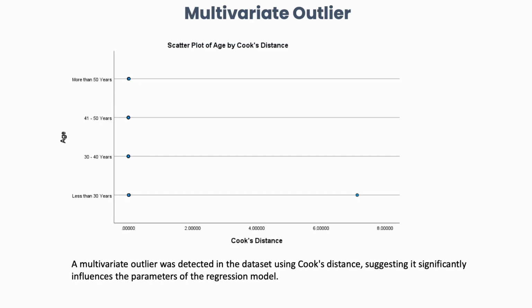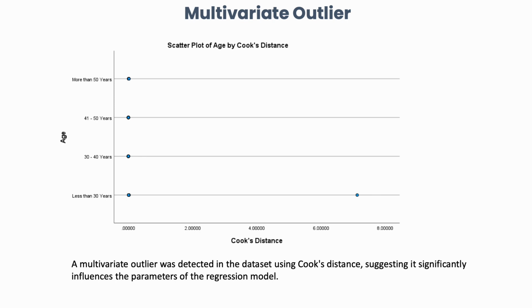Now the next item that I will cover is multivariate outliers. If we look at this diagram, a multivariate outlier was detected in the dataset, using Cook's distance, suggesting it significantly influences the parameters of the regression model. A multivariate outlier refers to a combination of scores on several variables that is not typical of the scores of those variables when compared to the rest of the data set. These outliers are identified based on multivariate analysis, which includes multiple variables at the same time.